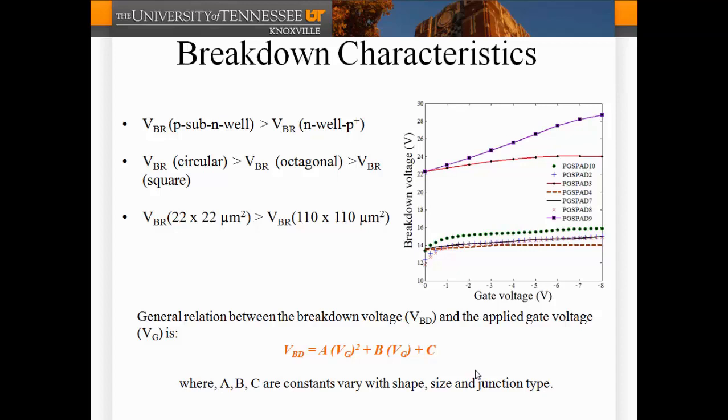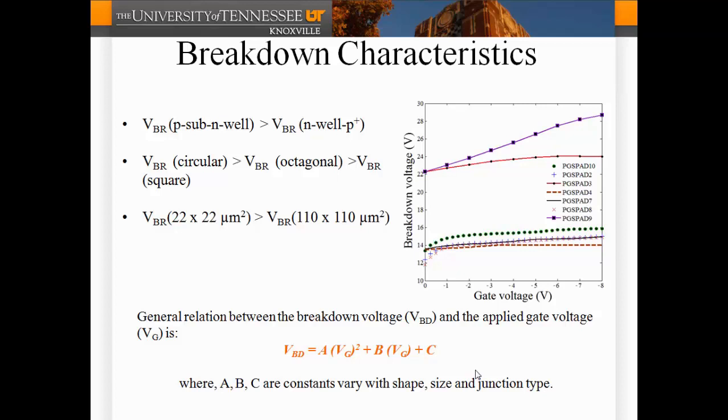These top two are for the low doping cases, and these four are actually. And this is the summary that the breakdown voltage of the P substrate N well is higher than the breakdown voltage for N well and P plus, as expected. And what you also notice is that the circular cross section has a higher breakdown voltage compared to the octagonal and square.